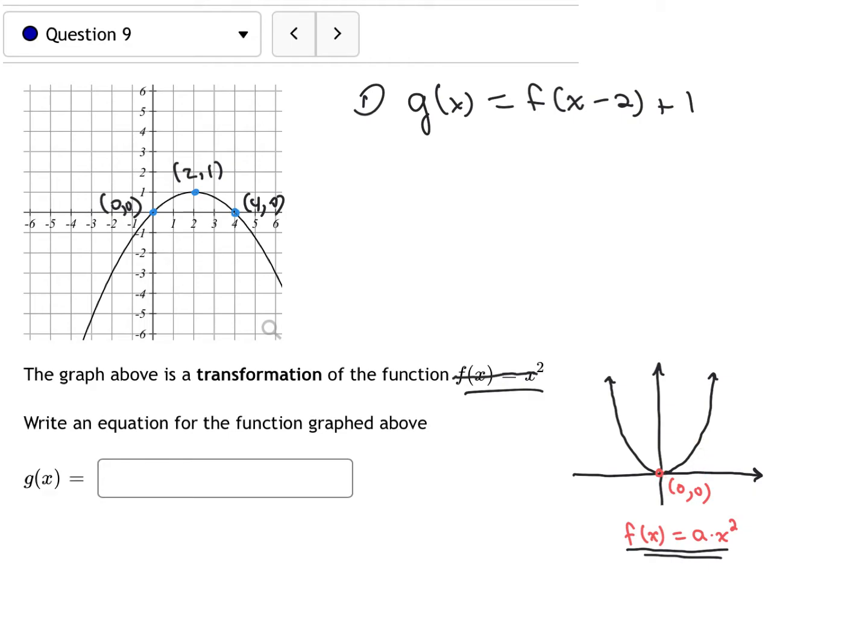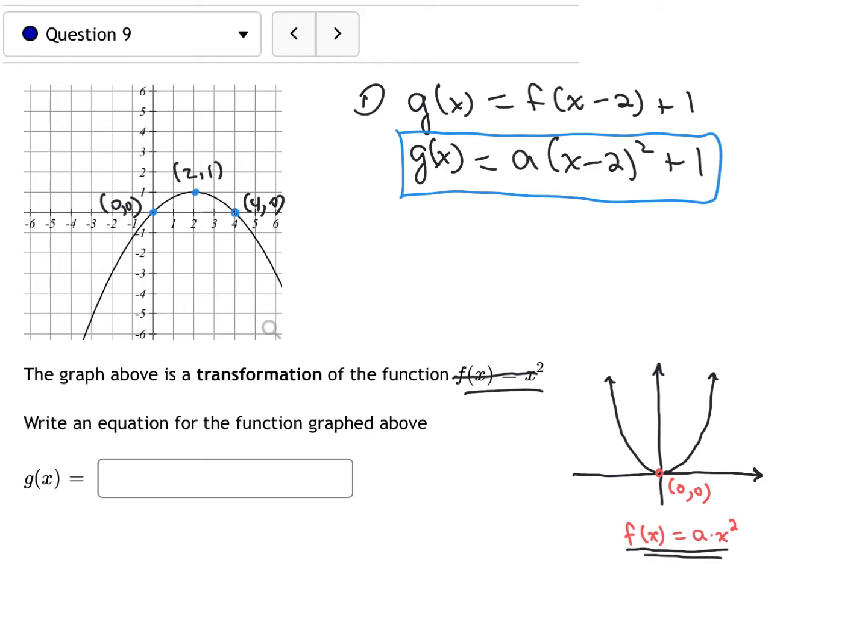And so in terms of the actual function here, instead of a times x squared, I would be a times x minus 2, squared, plus 1. So this is what my parabola has to look like in order to have the vertex of the parabola move to the point (2, 1). So any number at all here for a, this is going to be a parabola whose vertex is at (2, 1). So the second part then is figuring out what a has to be.